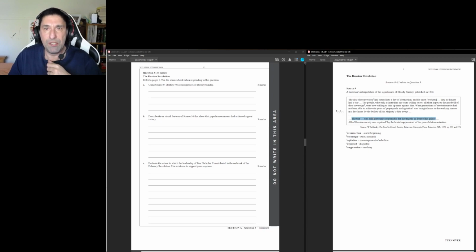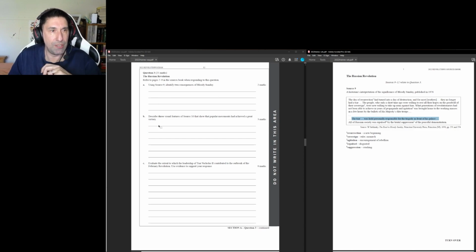Now, the important thing here is that you quote directly from this source. So you include that quote up in your response here in question A, and then you include this quote here, and include the ellipses. You don't need this second lot of ellipses here, don't worry about that. But certainly this sentence here, the Tsar was held personally responsible for the tragedy in front of his palace. So they're the 2 consequences. You directly quote from the source. If it's an image, then you refer to specific features of the image. All right, let's move on. So I'd get the 2 marks there.